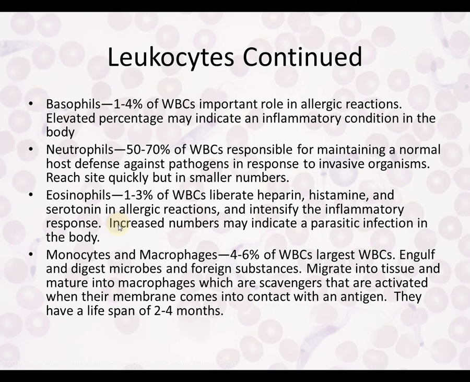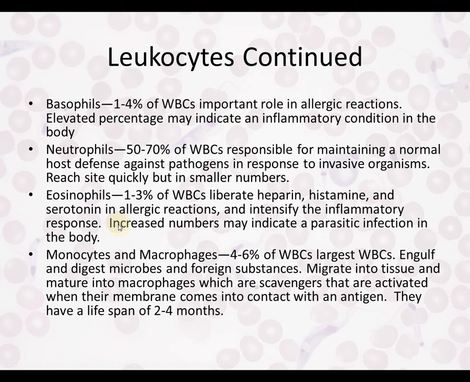Your neutrophils make up approximately 50 to 70% of the leukocytes and are primarily responsible for maintaining normal host defense against pathogens and are the first leukocytes to respond to organisms that invade the body. The neutrophils respond more quickly to infection than do the monocytes. However, when monocytes reach the site of infection, they arrive in much larger numbers and can phagocytize many more microbes than neutrophils are able to.